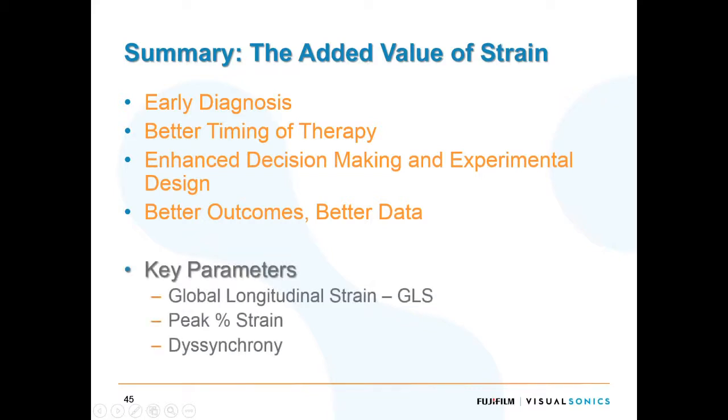Also, the key parameters that you'd want to look at would be your global longitudinal strain. That's that GLS number that shows up on the first page of your strain software. You'd also want to see the peak percent strain. That's the maximum strain in every segment, so not the average, but the actual strain in every segment. That'll help give you some information about dyssynchrony. So you want to use those two, or one of the two, ways of calculating dyssynchrony as one of your key parameters to look at.